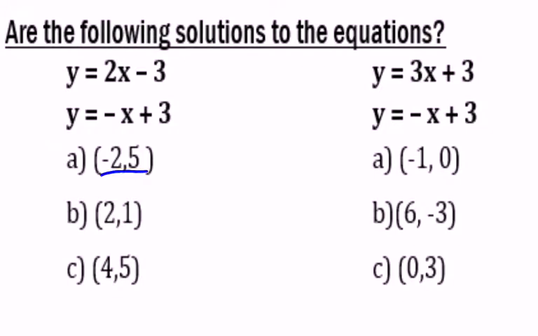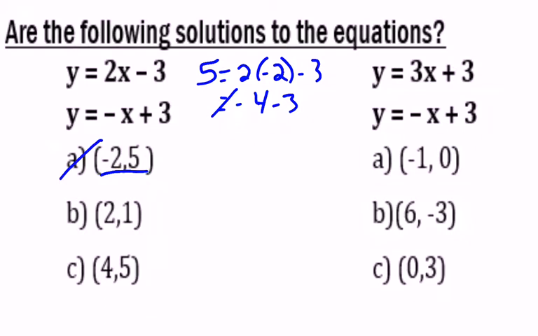So if I try to plug in this first point, I would say my y is 5 equals 2 times -2 minus 3. Well, -2 times 2 is -4. Minus 3 is definitely not going to give me 5, so I can cross that one off my list. And I'll try the next one. So I'm going to plug in 1 for y. I'm doing this in the first equation first. So 1 equals 2 times 2 minus 3. 2 times 2 is 4. Minus 3 does give me 1.